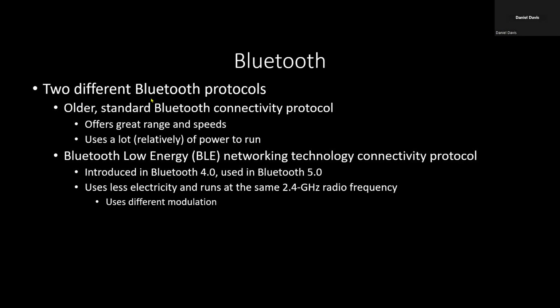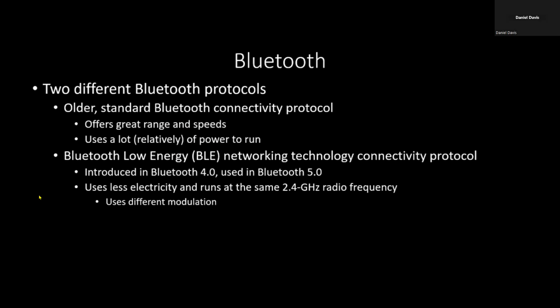There are two different technologies that are relevant when we're talking about Bluetooth. One is the older version of Bluetooth. You'll sometimes hear this referred to as Classic Bluetooth or Bluetooth Classic. This is the older standard that had greater range and greater speeds, generally speaking. That's counterintuitive, so I'm going to say that again. The older version of Bluetooth had greater range and greater speeds, generally speaking. The trade-off was that it used a lot of power to run.